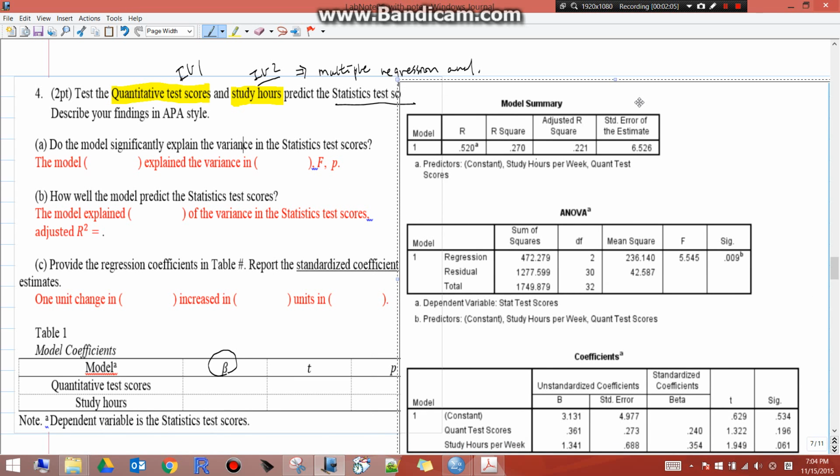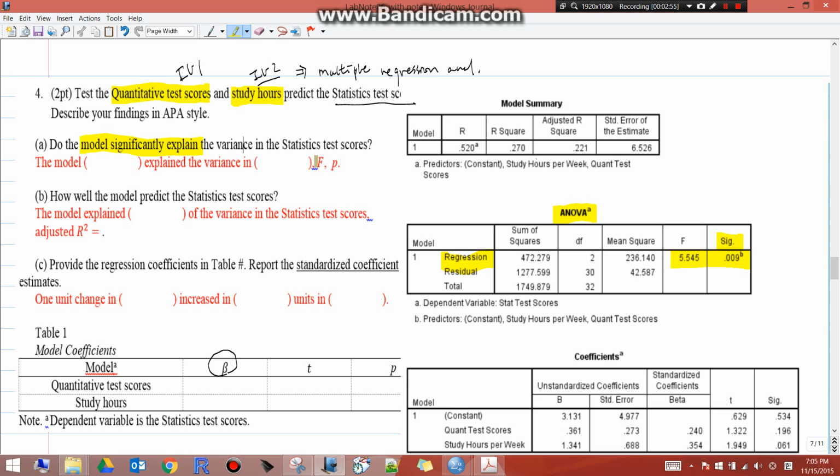So the first question is, does the model significantly explain the variance in the statistics test scores? This question asks whether the model that we propose, having two predictors, can significantly explain the variance. So this is a matter of ANOVA, whether it is significantly explained or not. If the significance level is less than 0.05, that means our regression model having two predictors significantly explains the variance more than zero, I mean, more than the random error.